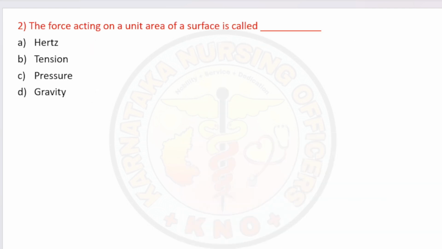So now let's move on to the second question. The force acting on a unit area of a surface is called dash, and the options are hertz, tension, pressure, gravity. Here what is the sentence? F, that is force acting on a unit area, that is A, is what? Pressure. So P is equal to F divided by A. So the correct answer is option C. Pressure is the correct answer for this question.